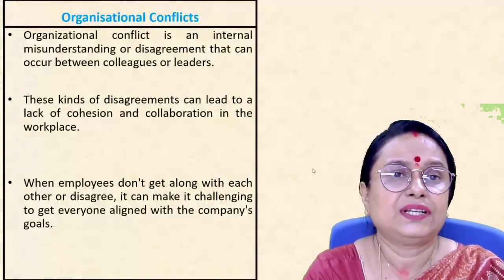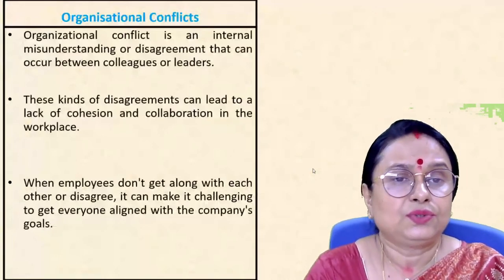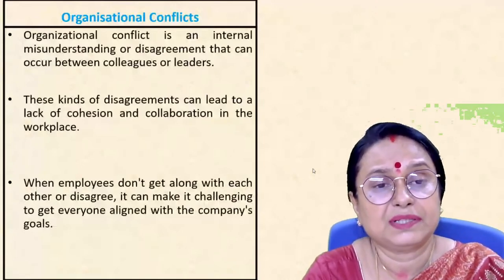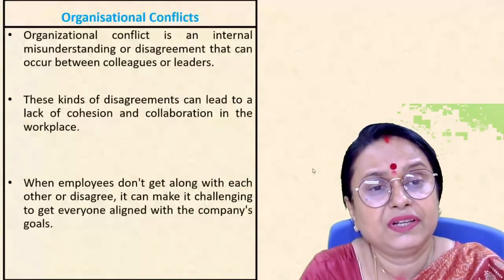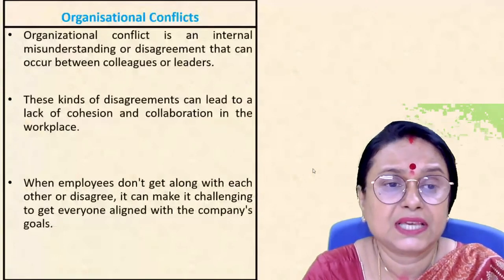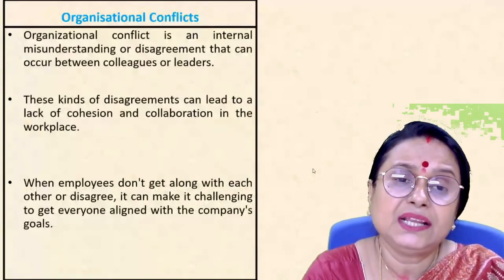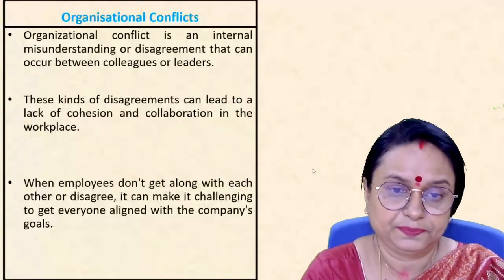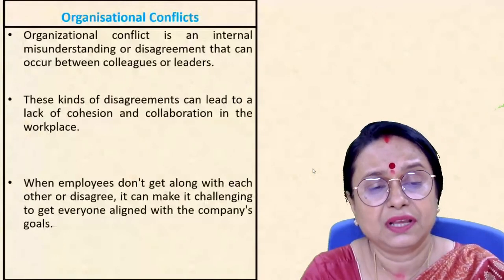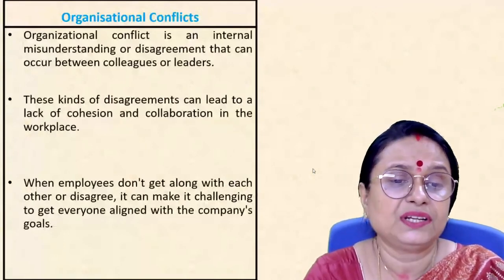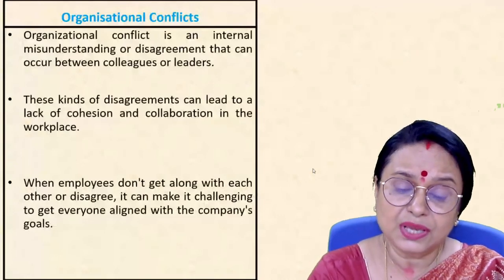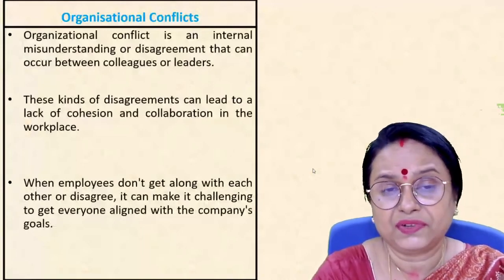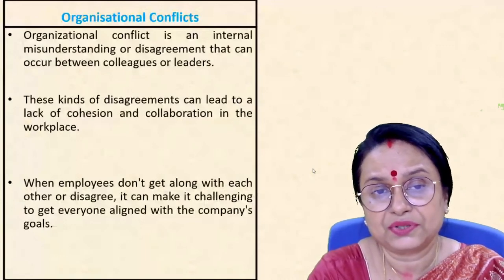So let us start with what is organizational conflict. These kinds of disagreements can lead to a lack of cohesion and collaboration in the workplace. So if there is a conflict, there will be lack of collaboration between people inside the workplace, which ultimately affects the work, ultimately affects the achievement of goal. When employees do not get along with each other or disagree, it can make it challenging to get everyone aligned with the company's goal. So everybody is affected. Everybody faces challenges to achieve the goal due to conflict. So conflict should be avoided in the organization.